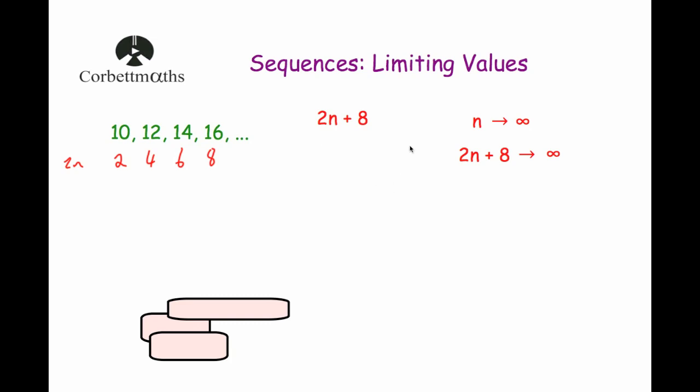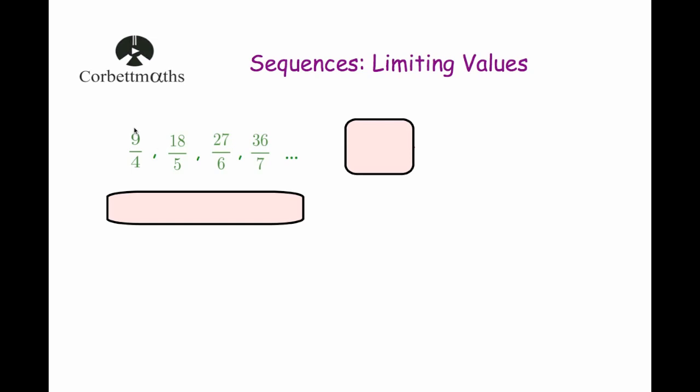Now, some sequences converge: they get closer and closer to a certain value, or a limiting value. So let's have a look at one now. Here we've got the sequence 9 quarters, 18 fifths, 27 sixths, 36 sevenths. Let's work out the nth term for the sequence. For the numerator, it's the 9 times table, so that's going to be 9n. For the denominator, each term's getting bigger by 1 each time, so it's going to be 1, 2, 3, 4, but we're adding 3 each time. So the nth term for the denominator will be n plus 3.